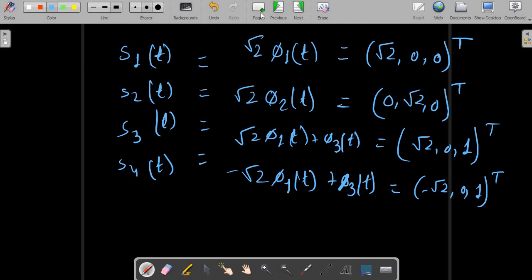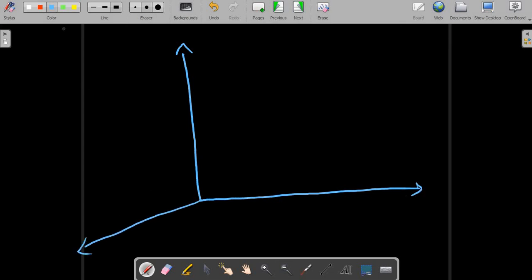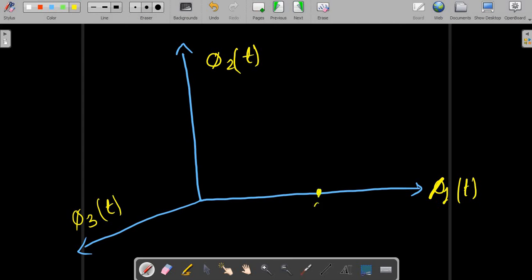So let us take a new page to plot. Phi 1, phi 2 and phi 3. This is 3D. This is phi 2 of t, this is phi 1 of t, and this is phi 3 of t, because we have a right-handed coordinate system. So S1 of t is given by root 2, 0, 0. S2 is 0, root 2, 0.